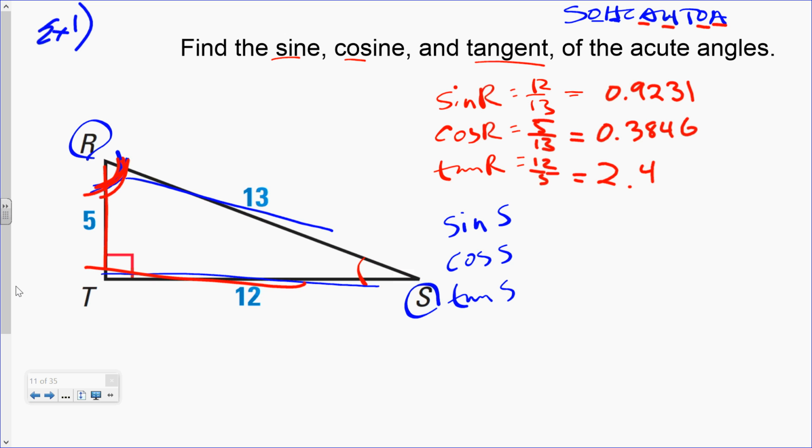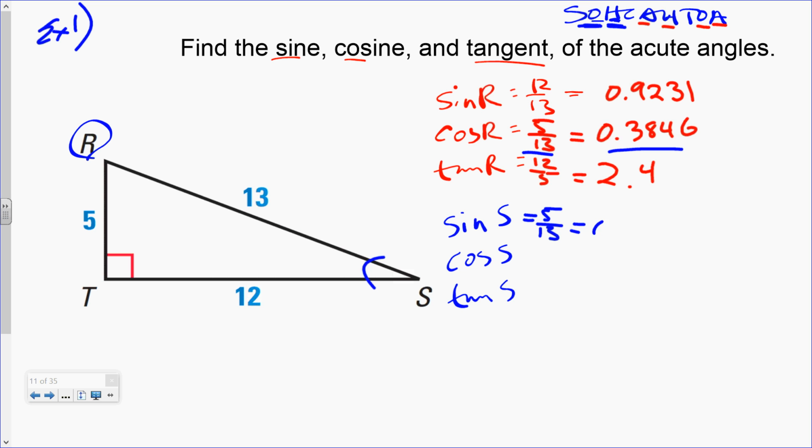Sine of S. We're at the other acute angle now. Sine is opposite over hypotenuse. Opposite of S is 5, over hypotenuse is 13. Hey, that looks familiar. That looks like cosine of R. So it's going to be this again, 0.3846.